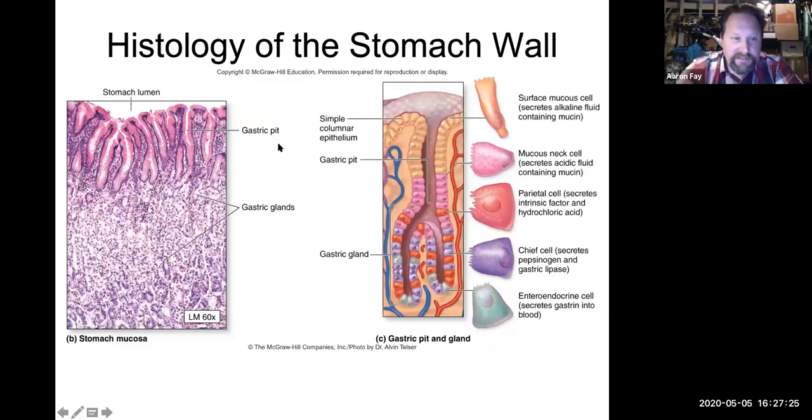Okay, so here is the histology of the stomach. You can see the gastric pits. Down here are the gastric glands. They look quite different from each other. If we look at the cartoon model over here, we can see the different types of cells. So up at the top, we have surface mucus cells, followed by mucus neck cells when you get further down. Down at the bottom, you're going to get parietal cells, chief cells, and enteroendocrine cells. Let's take a look at what each of these cells do on the next slide.